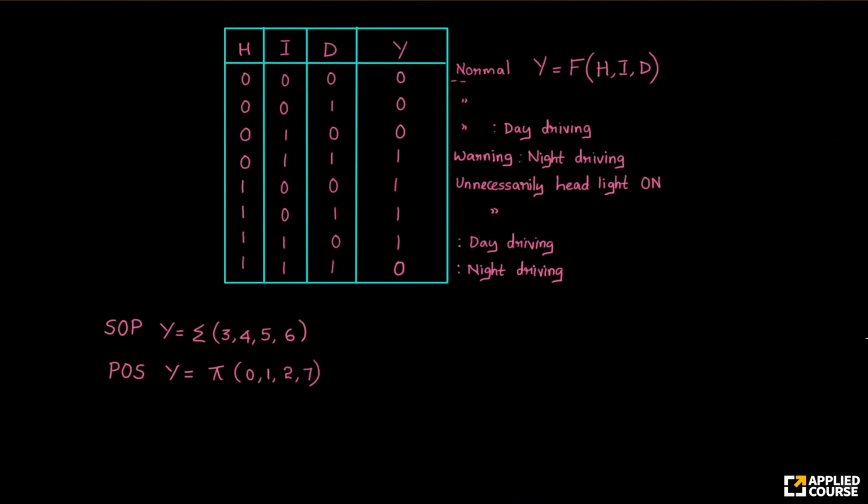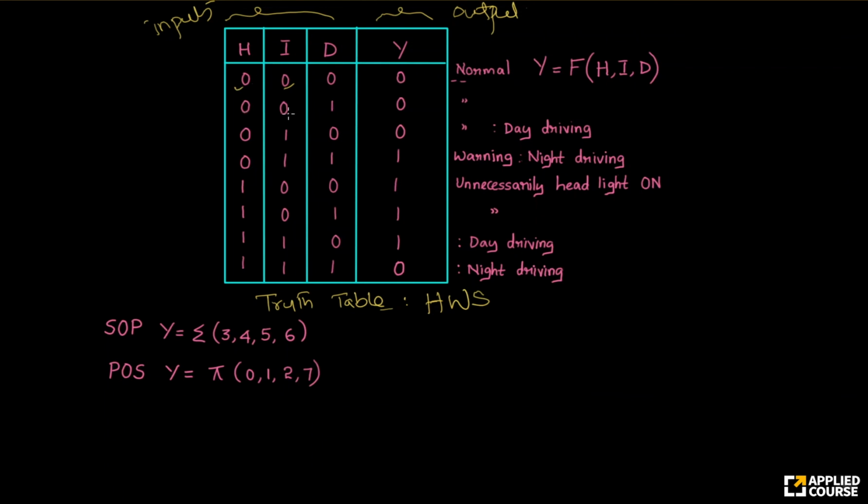Okay, this is the truth table. As there are three inputs, H, I, D, these are the inputs of the table, and this Y is the output, and collectively we call it a truth table. This truth table is for what? The headlight warning system. 0, 0, 0: since the engine is off, there is no need of the headlight, and hence it is a normal operation, hence there is no warning.